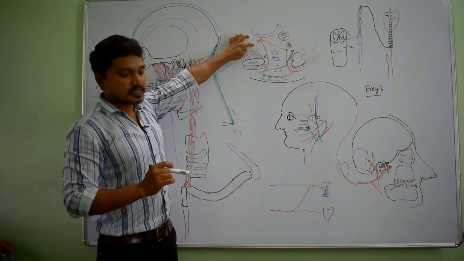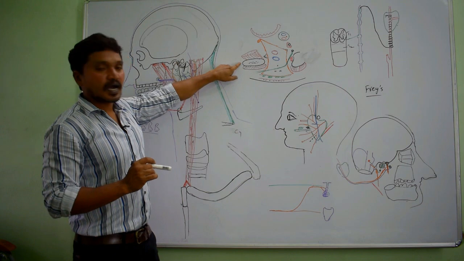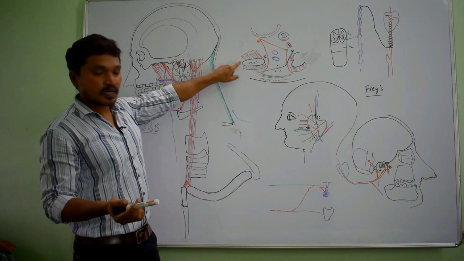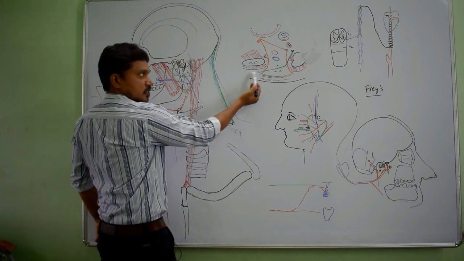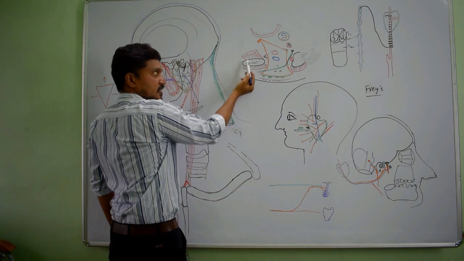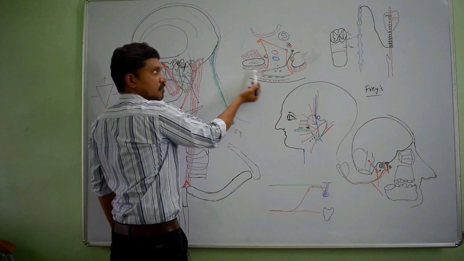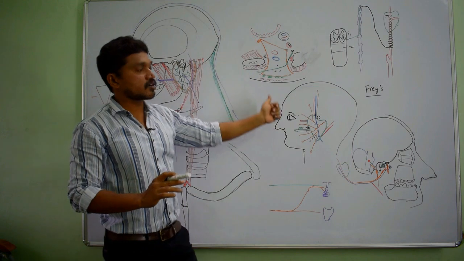Then what is this surface? Anteromedial surface is related with the ramus of the mandible and its attachments. That means what? Laterally masseter, medially medial pterygoid muscle. Then facial nerve, because it is emerging out. So ramus of the mandible and its attachments, facial nerve, then temporomandibular joint. These are the relations of anteromedial surface.